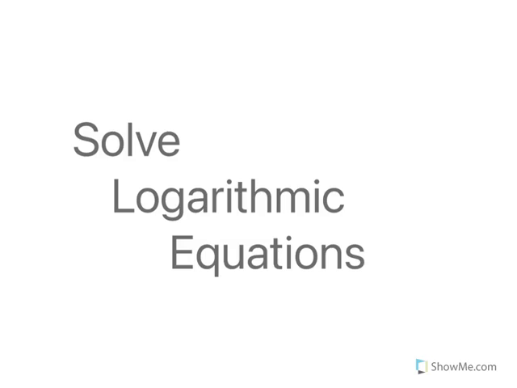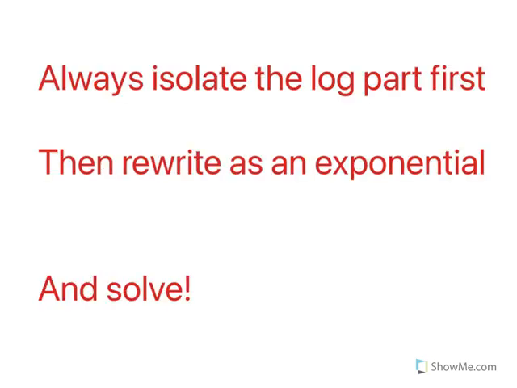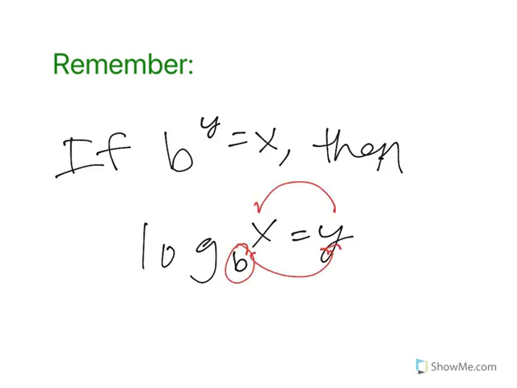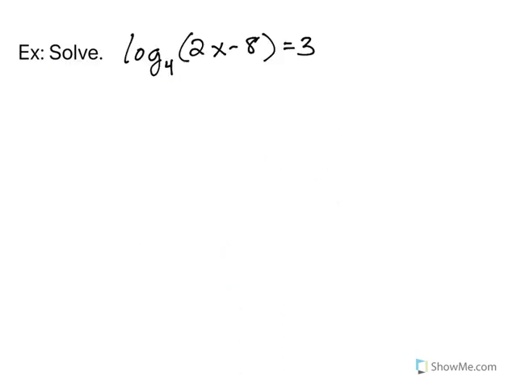Let's solve logarithmic equations. Now remember, we always need to isolate the log portion of the equation first. Then we want to rewrite it as an exponential and solve. So let's do it. Remember, if b to the y equals x, then the log of x base b equals y. This is how we rewrite b to the y equals x, right? That's how they're related. So when we need to rewrite our logarithmic as an exponential, that's how we do it.